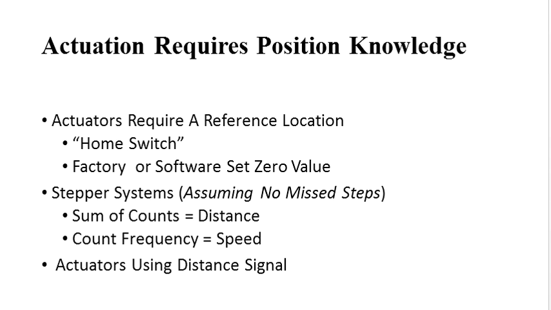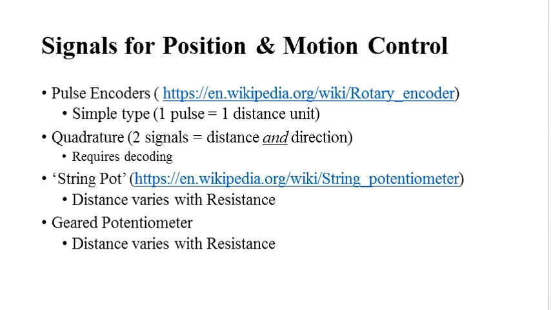Then with a stepper motor you assume there's no missed steps and you count everything from where that switch was. And so the number of steps is equal to the distance, and the frequency of the counts is the speed. There are other actuators that actually use a true distance signal, and these kinds of signals can come from pulse type encoders, quadrature, which is another pulse encoder, string pots, or geared potentiometers, or LVDTs and the like. These all vary resistance when the distance changes.